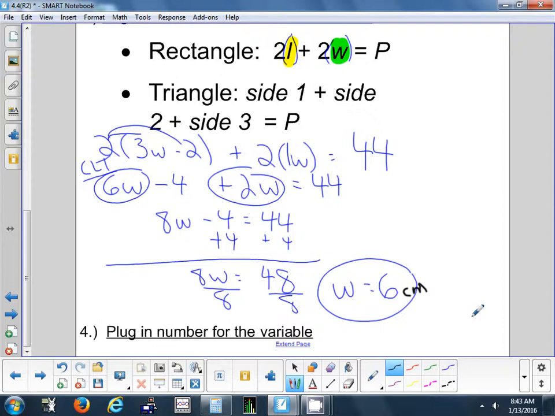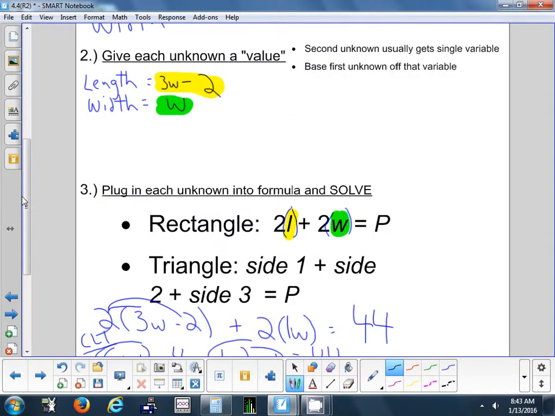Let's put it this way. What part of the triangle did I just solve for? I just solved for the width, right? Because W is width. If I scroll back up, I just solved for width. The width equals 6 centimeters. It equals 6 centimeters because I just solved for W. Width was the single variable.